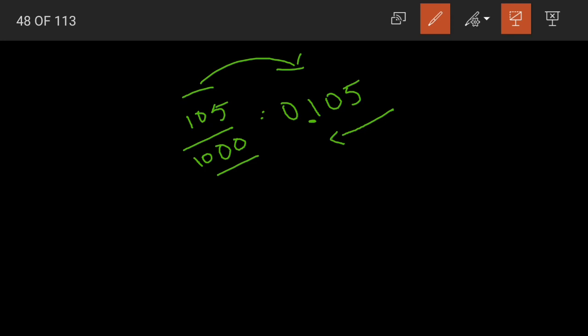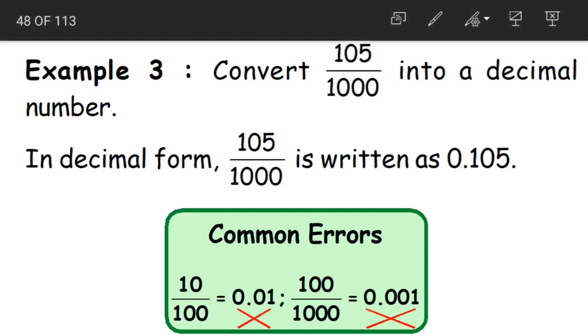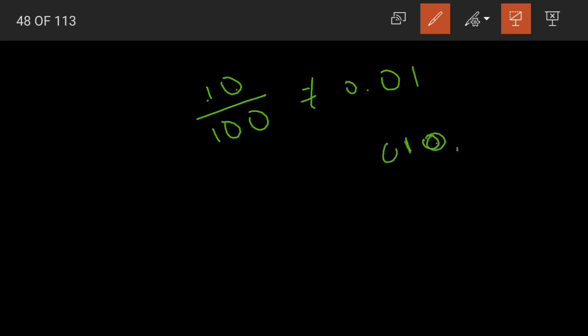The fraction is converted into a decimal number. And if you look at some common errors here, 10 by 100 is not equal to 0.01, and also 100 by 1000 is not equal to 0.001. See children, 10 by 100 is not equal to 0.01. This 10 has to be written as it is. The 10's value should not change. 0 should be added before that.